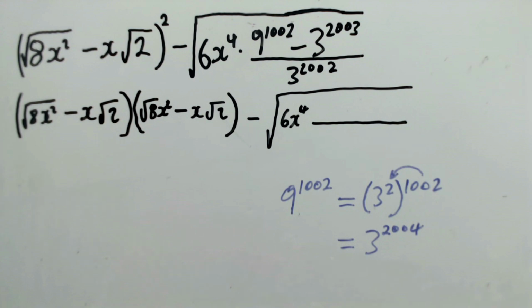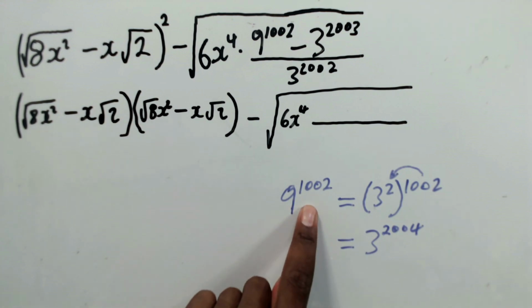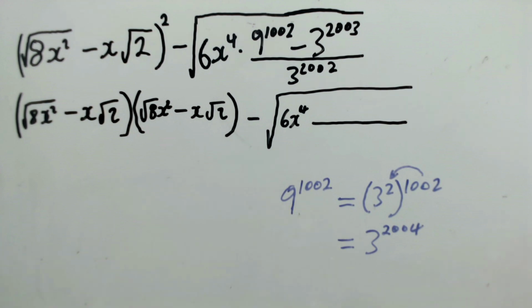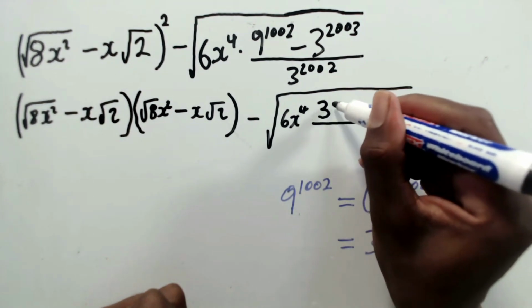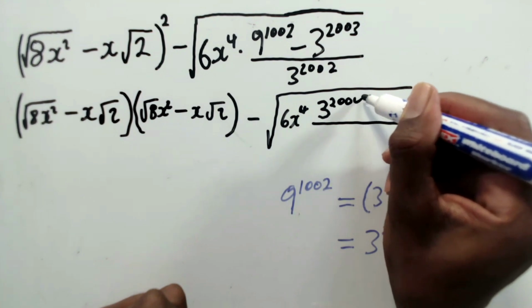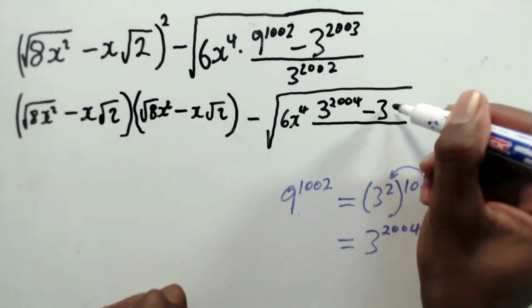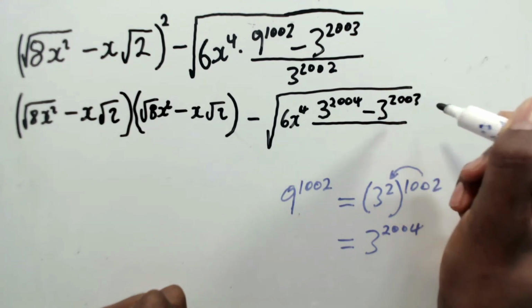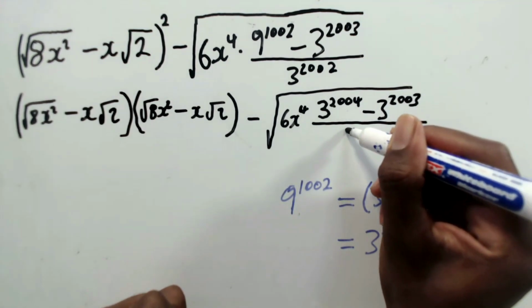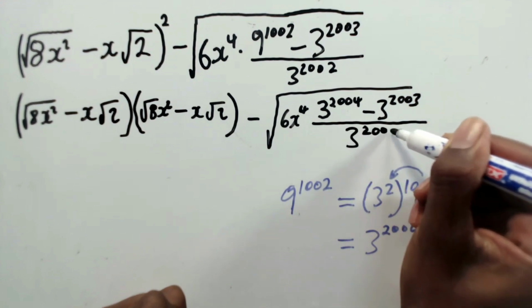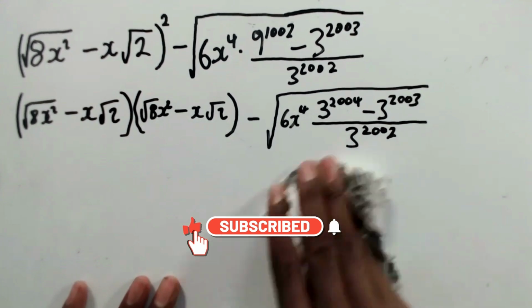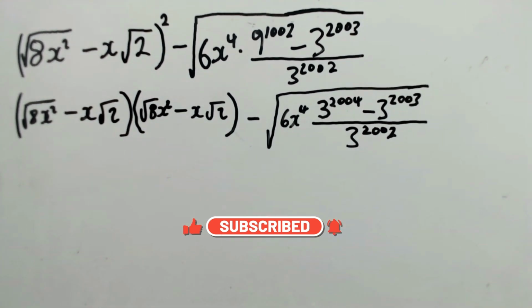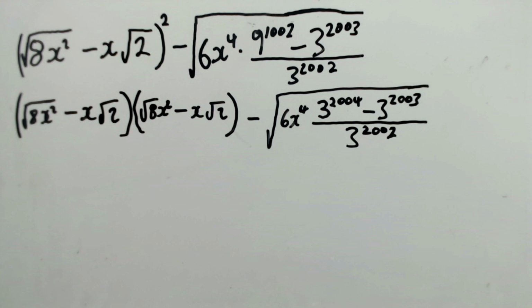So if I simplify 9 to the exponent 1002 to a base of 3, up here I will have 3 to the exponent 2004 minus 3 to the exponent 2003, all over 3 to the exponent 2002. This value sounds like the years. Anyway, now that we are here, we can simplify further, step by step.